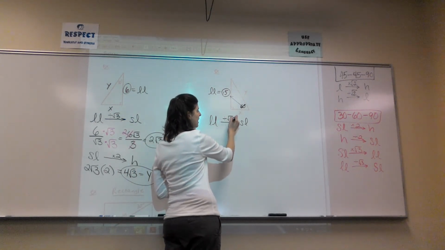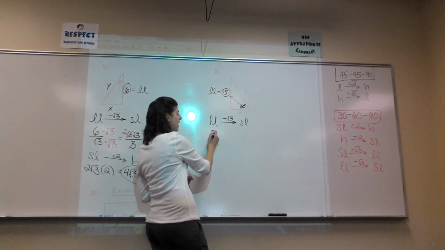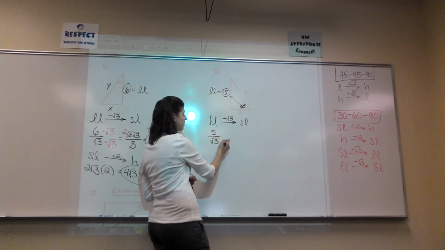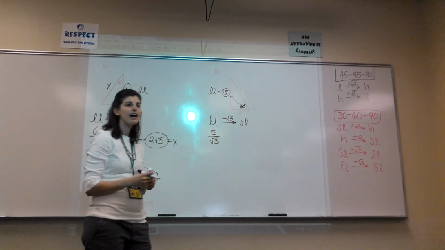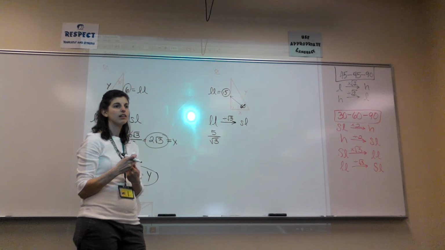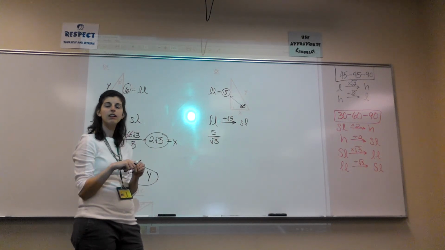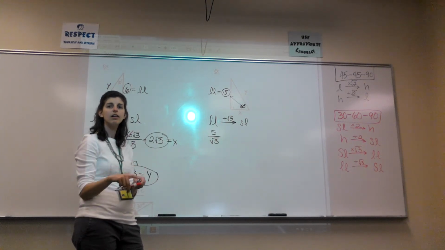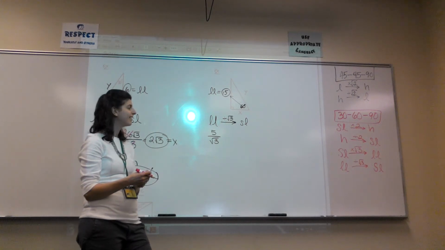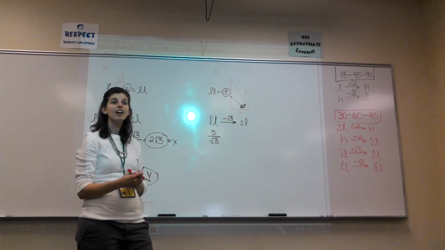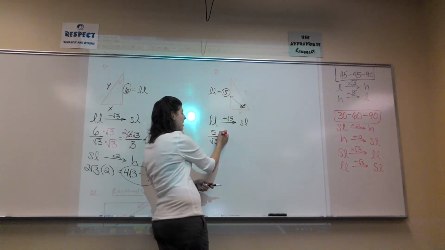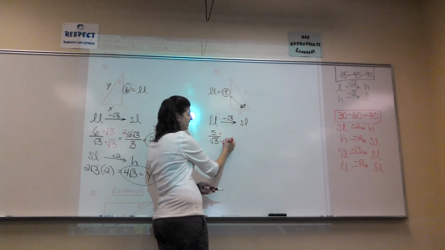So we're going to divide by the square root of 3. 5 divided by the square root of 3. How do I simplify that? Multiply top and bottom by the square root of 3. Very good.